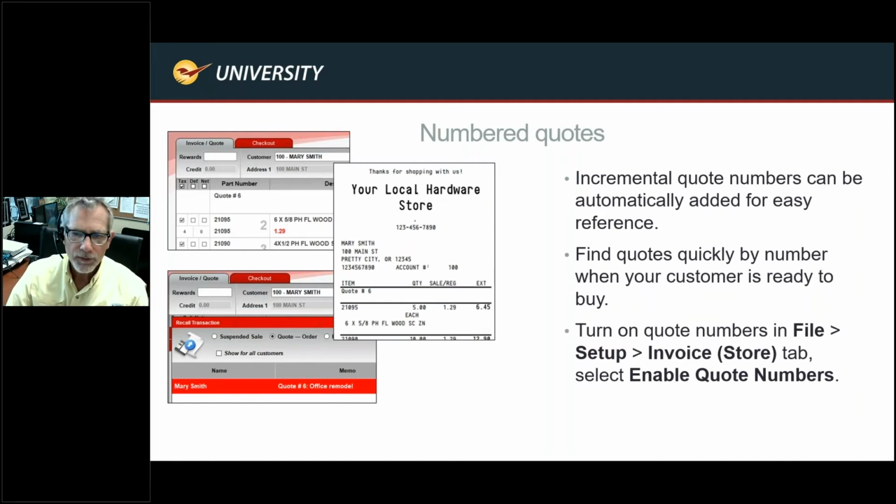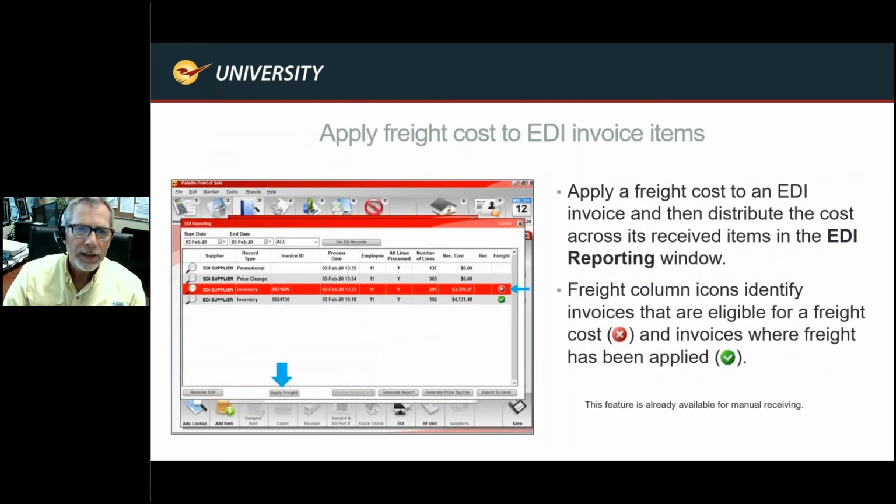You can turn it on by going to File Setup, Invoice Store tab, and enable quote numbers. And it will just be like magic. It turns right on. Next one is applying freight cost to EDI invoices.